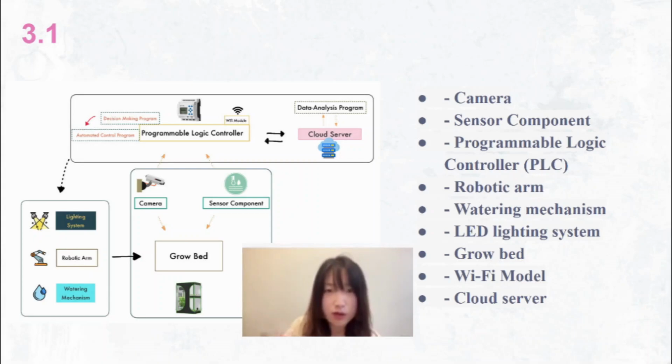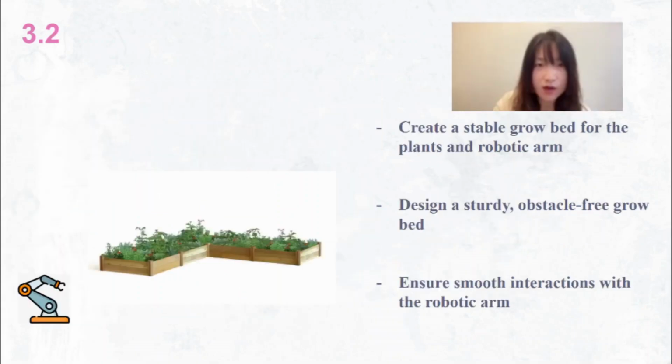Now, let's move on to the second step. This step is to set up the plant bed. We should choose a location for the plant bed that is the most suitable for the plants, to provide the best growing conditions. We also need to make sure that the robot arms can move freely.